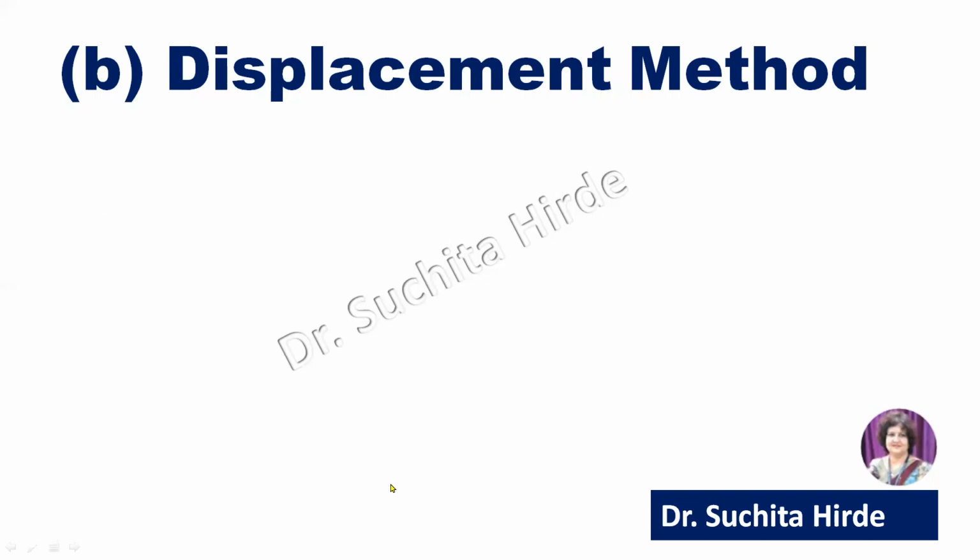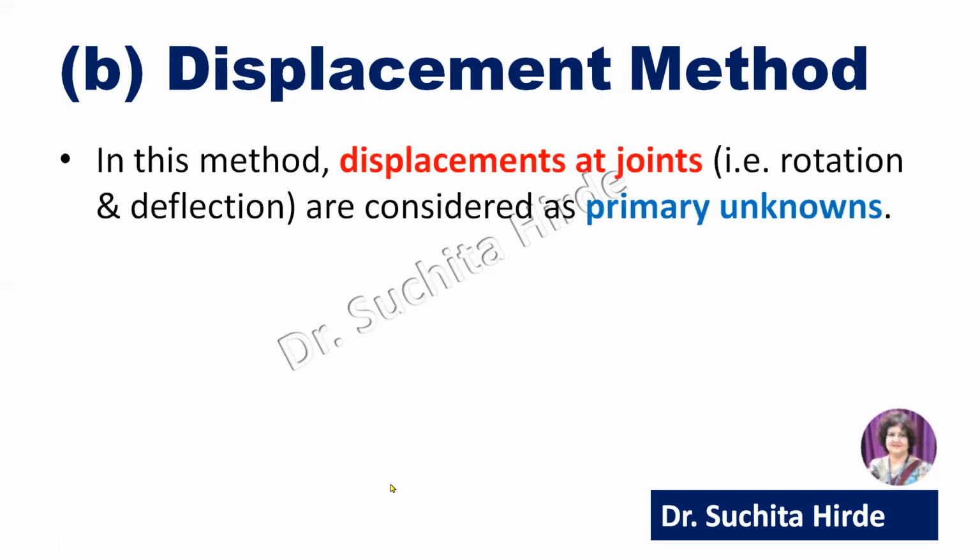Second method is displacement method. So in displacement method, displacements at joints. What are the displacements at a joint? Because of the load, the joint can rotate or there can be deflection. So these deflections and rotations are taken as primary unknowns in displacement method.